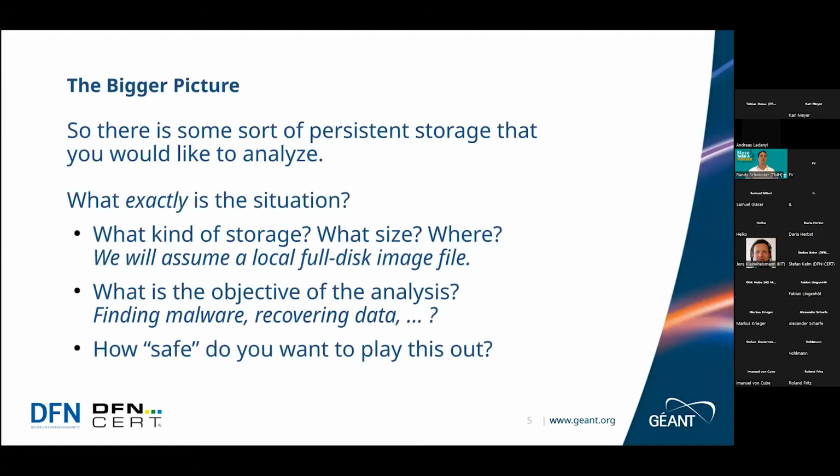This has not changed from the last talk, and what has changed is that you have actually acquired the image. What kind of storage are we talking about? What size, where is it located? For this talk, we will assume that we're talking about a local full disk image file. You might, of course, acquire images just by partition or just get files or whatever. But for the purposes of this talk, we'll assume that you have a full disk image file that's local, and we'll also assume it's fairly small, so we can actually handle it in real time here.